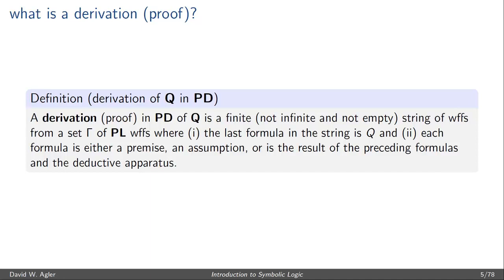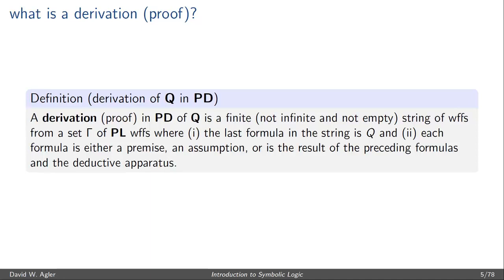So we say a derivation of a particular formula, let's call it Q, is a finite, not infinite, string of well-formed formulas. It's just a list or sequence of well-formed formulas from another set of formulas, which we'll call gamma, where the last formula in this sequence is Q, and each of the formulas in this string is a premise, an assumption, or is the result of preceding formulas and the deductive apparatus.